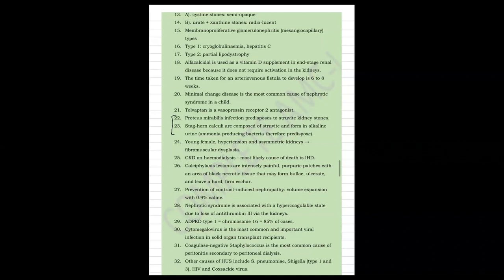Coagulase negative staph is the most common cause of peritonitis secondary to peritoneal dialysis. We discussed earlier, the epidermidis is also there to infect. Other causes of HUS, first we discussed was E. coli, and there could be other causes: Streptococcus pneumoniae, Shigella, HIV, Coxsackie virus. Yeah, next.